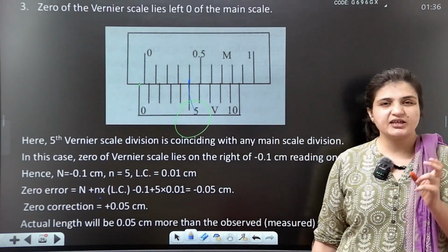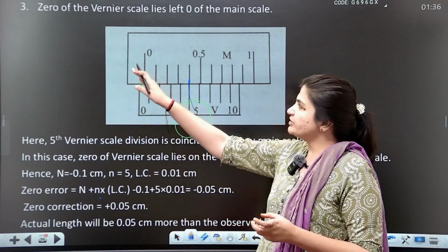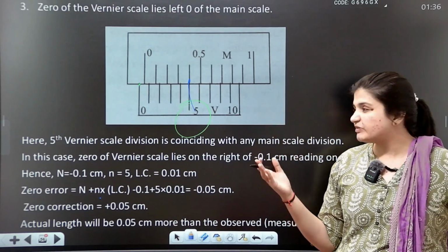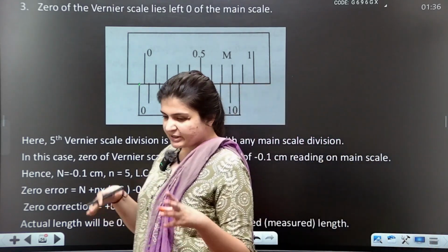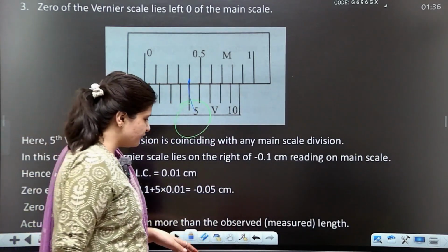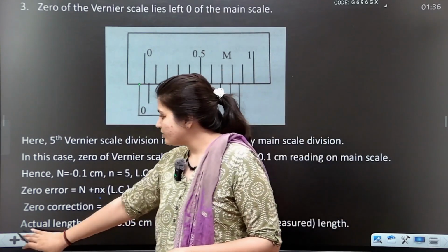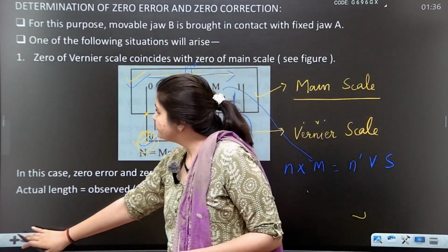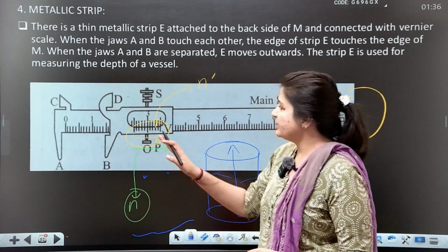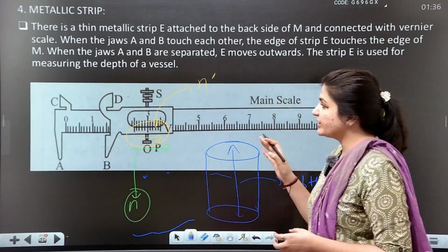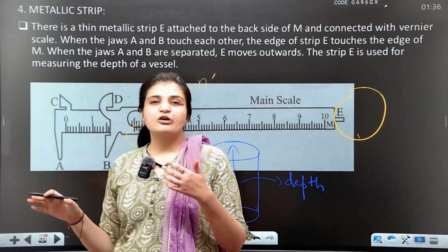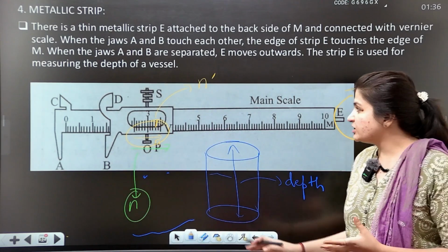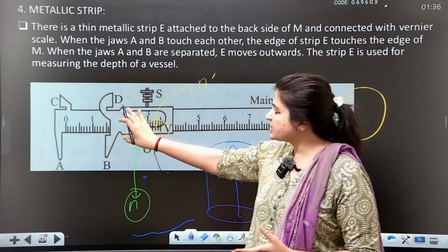So zero error in the case of vernier scale: when we are reading the number of divisions coinciding, what do we do in the vernier scale? For example, this is our vernier scale, the vernier caliper. In this vernier caliper, how are we finding the zero error? This is the main scale, this is what we have.